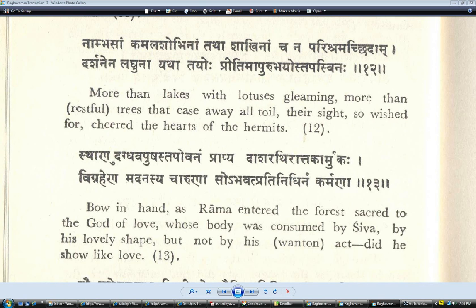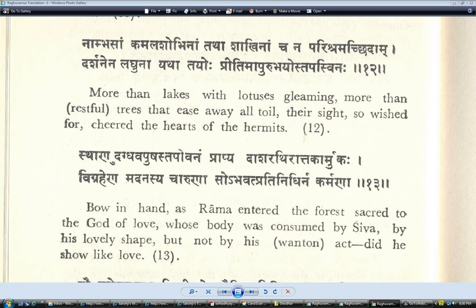So Laguna is Ishtena, so wished for. Then cheered the hearts. Pritim apuhu. So they got joy, satisfaction. Then of the hermits, Tapasvinaha. Actually, they have paraphrased a lot because the hermits is not in Shashti. It should really be that the hermits found joy. Hermits is actually Prathama Bhavachanam, Tapasvinaha pritim apu. But he has rephrased that a little bit, cheered the hearts of the hermits.